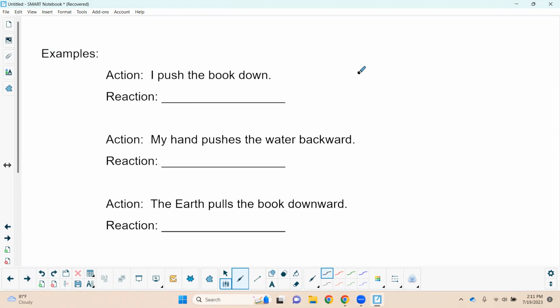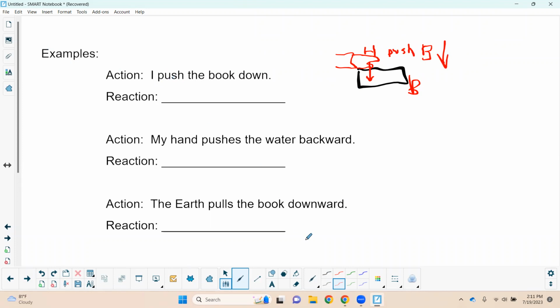So if I push down on a book, so this is the book, and that's my hand. It's not a very good hand, but you get the idea. So my hand pushes down on the book. So I'm just going to use H for hand, push, and I'll use B for book. My hand push book, and I'll use the arrow. You would write down.